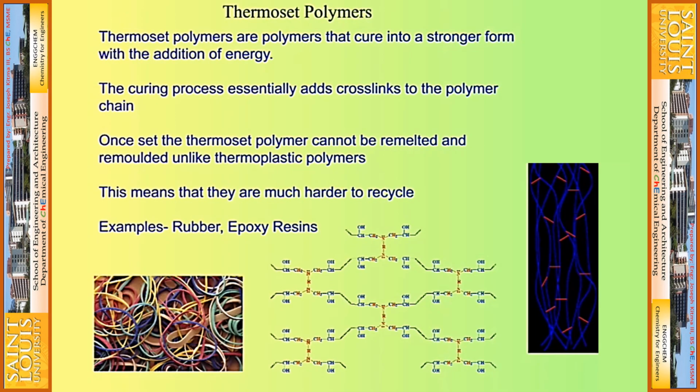Thermoset polymers are polymers that cure into a stronger form with the addition of energy. The curing process essentially adds cross-links to the polymer chain. Once set, the thermoset polymer cannot be remelted and remolded, unlike thermoplastic polymers. This means that they are much harder to recycle. Examples are rubber and epoxy resins.